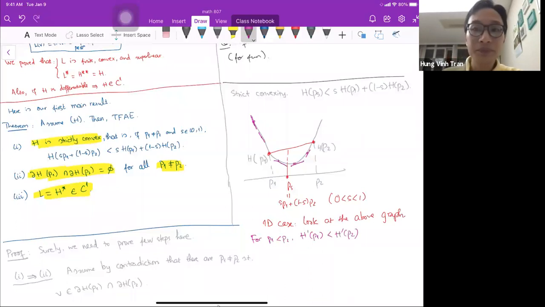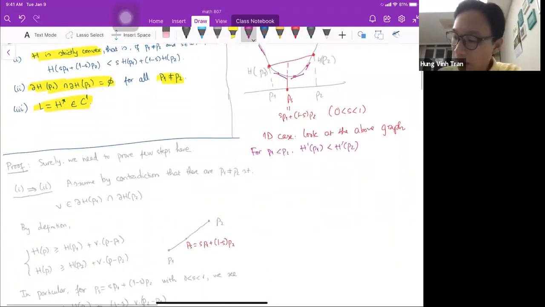right? In this graph, right? Because otherwise, if they are the same, then you would have a line segment there. So basically, H prime is strictly increasing. And that tells you that the second claim holds true, right? The subgradient sets are disjoint for different values of P. And from that, we can imply that L is in C1 very naturally. So that's the first touch of geometric interpretation. We will come back to that a little bit later.